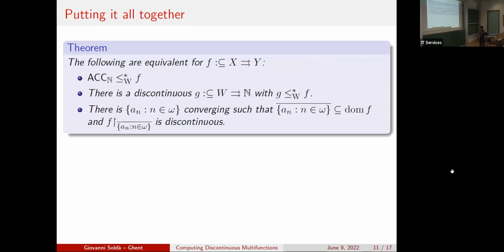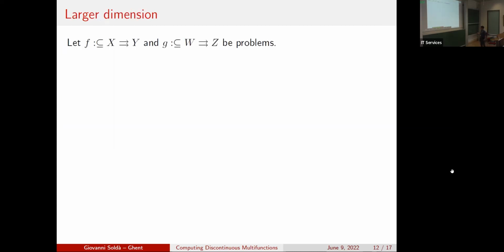by putting together the results that we gathered so far. The following are equivalent for a partial multifunction between X and Y: ACCN continuously reduces to this f, or you compute a discontinuous G with codomain N, or you can restrict your domain to have this particular shape that we were discussing before. And if you actually go through the proof, you notice that we need both functionals in the reduction to be continuous. You cannot get away with any of them being just computable. But this is a minor remark.